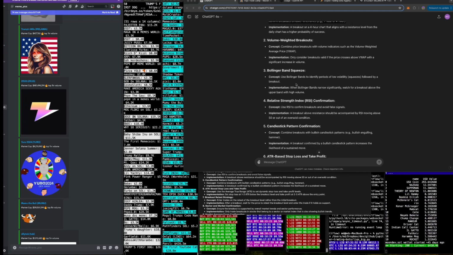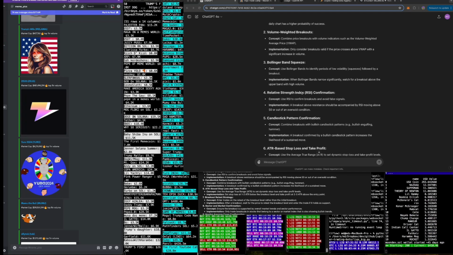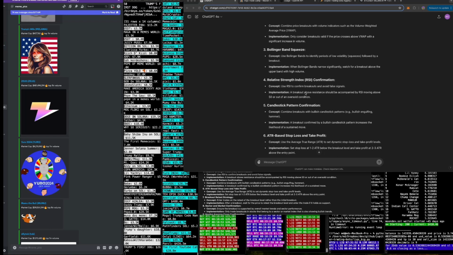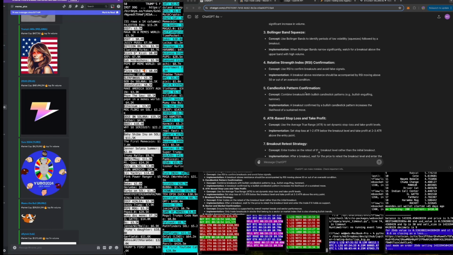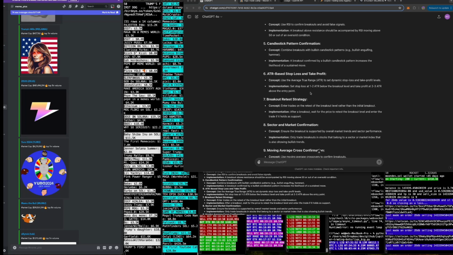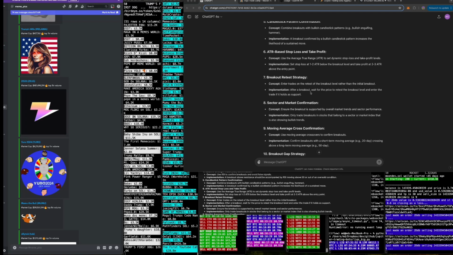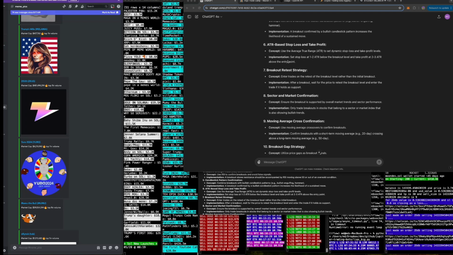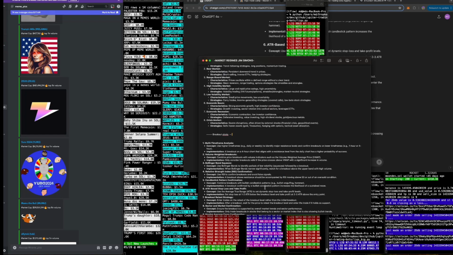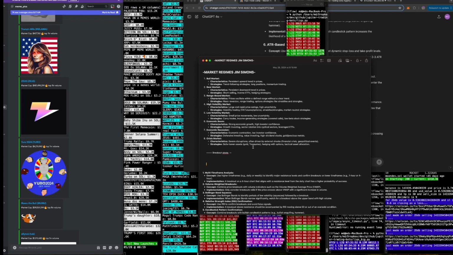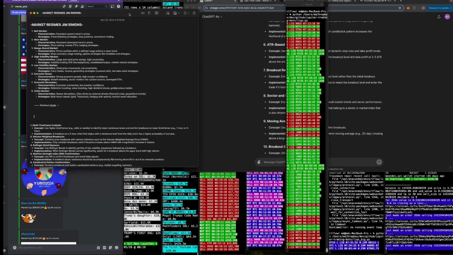Volume weighted breakouts. Okay, Bollinger Band squeeze. Use Bollinger Bands to identify periods of low volatility squeezes followed by a breakout. Okay, relative strength, candlestick pattern confirmation, ATR based stop loss and take profit. I think we'll set our stops with the ATR. Yeah, that's a good idea. So just coming up with our own little idea based off of these ideas. Let's go ahead and just start writing them out here.